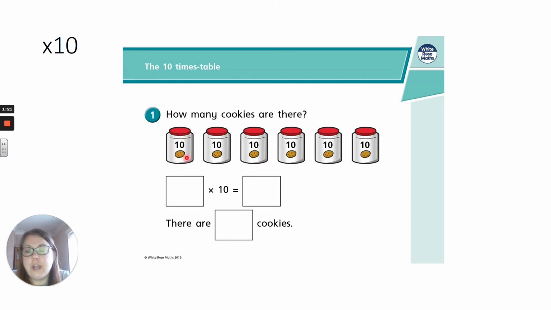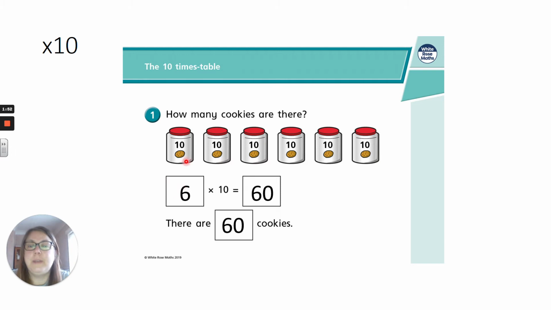So each jar has got 10 cookies in them. Okay, so how many jars do we have? Count how many jars we have first of all. So yeah, we've got 6 jars, haven't we? We've got 6 jars of 10, so it would be 6 times 10. So can you count in tens to find out how many cookies there are already? We'll do it together. 10, 20, 30, 40, 50, 60. Well done. So there are 60 cookies.